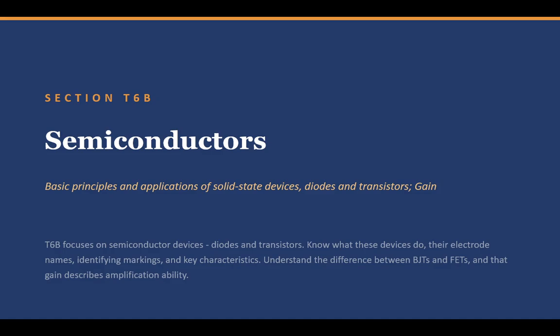Section T6B covers semiconductors, the active devices that make modern electronics possible. We'll cover diodes, or one-way current flow, and transistors, switching and amplification. You need to know electrode names, markings, and basic operating principles.